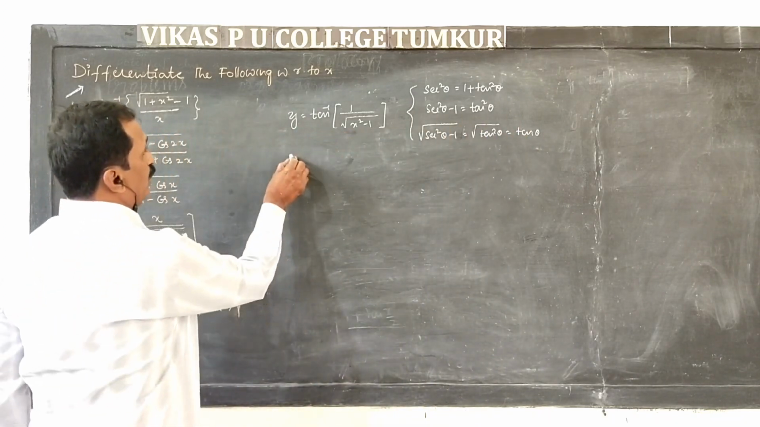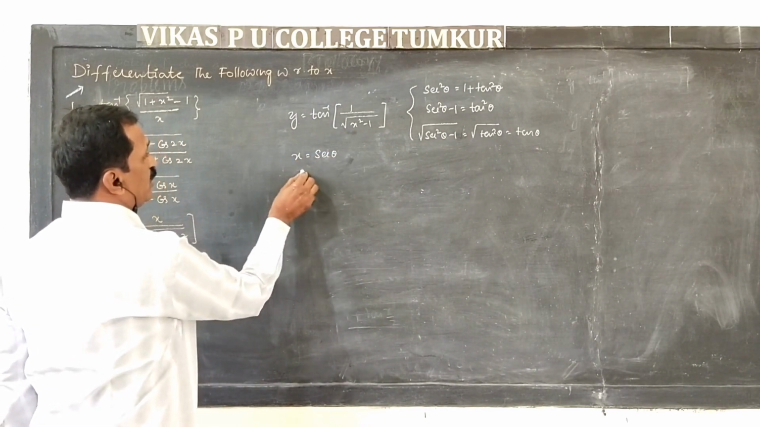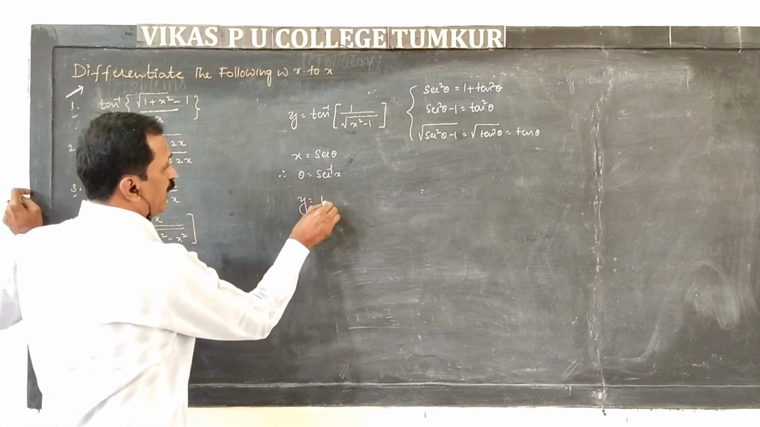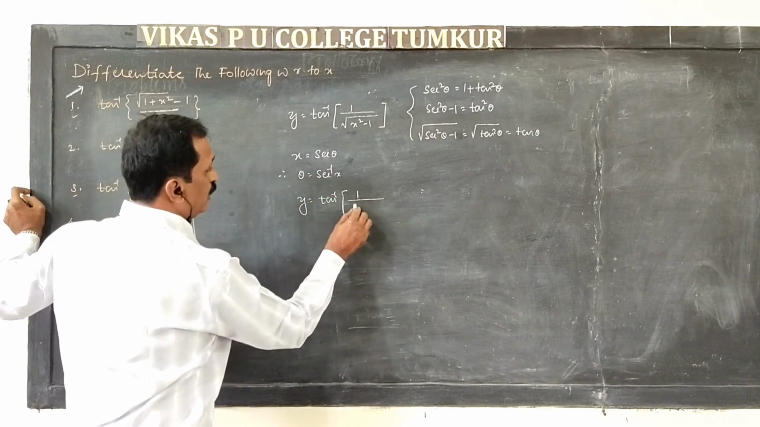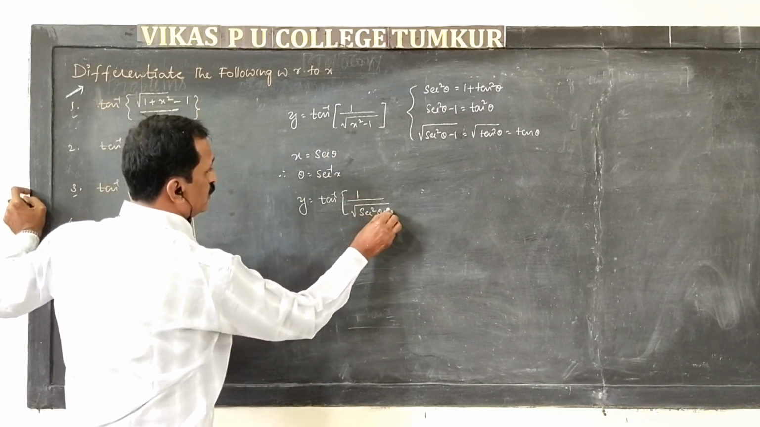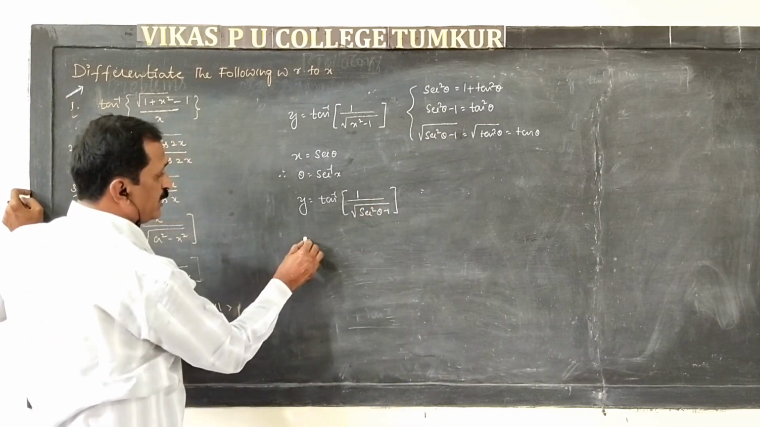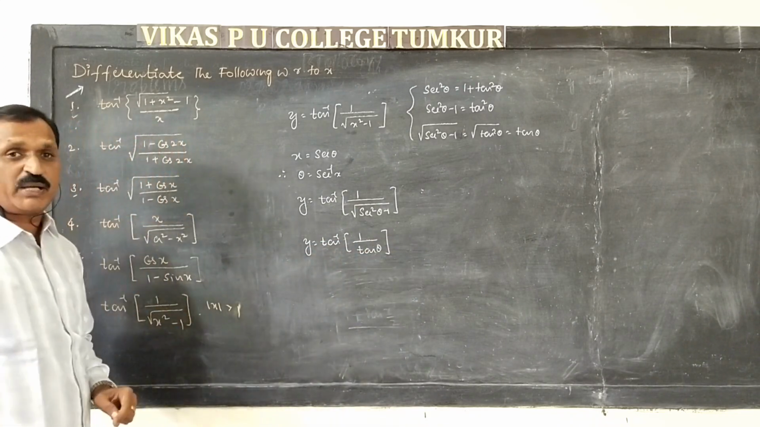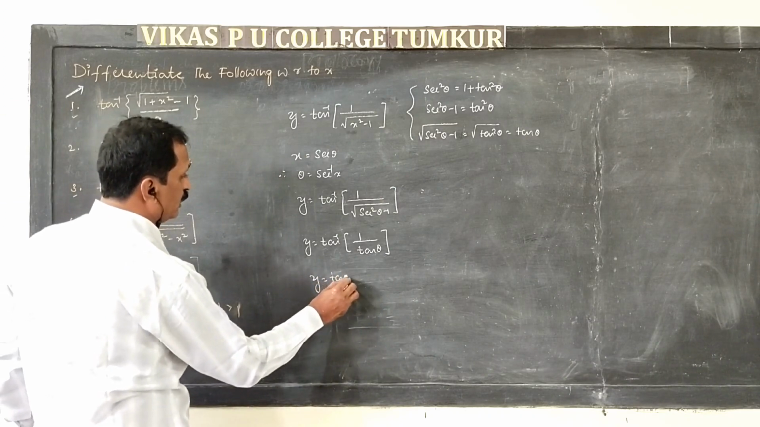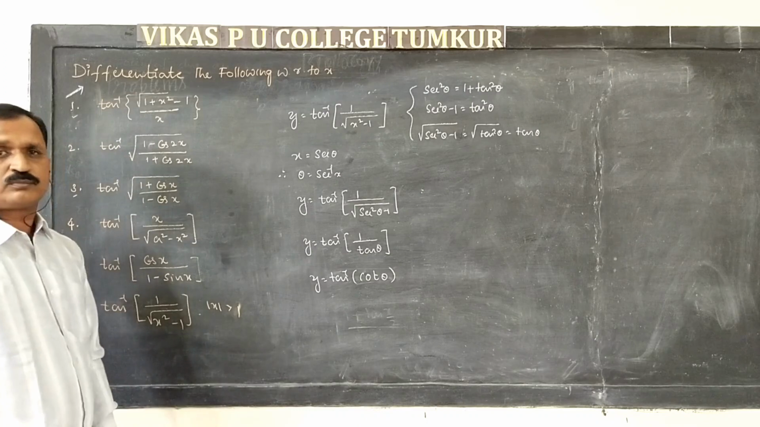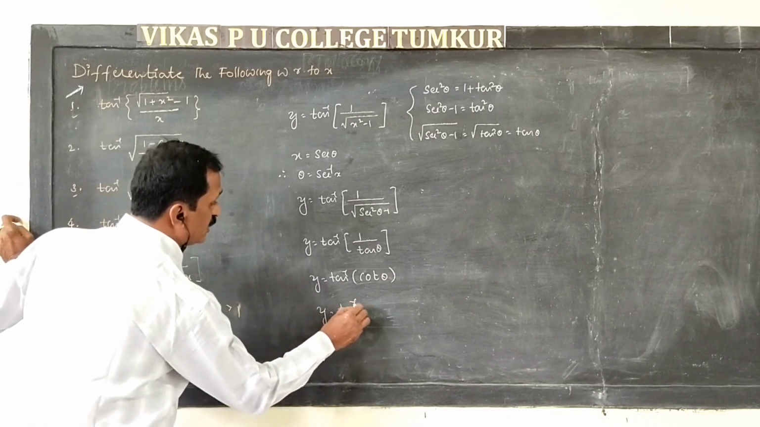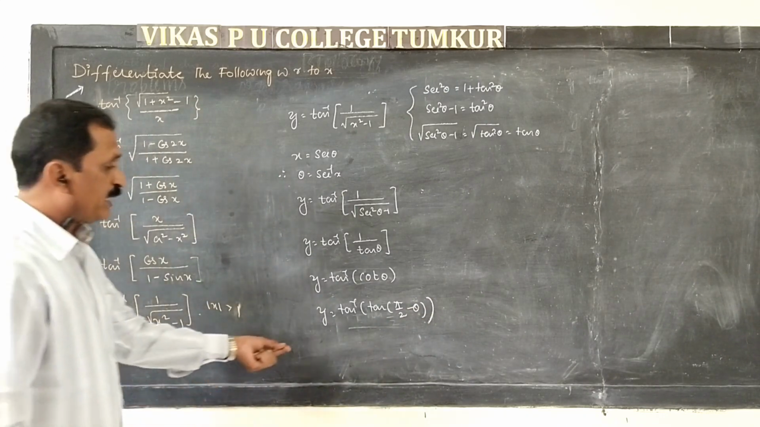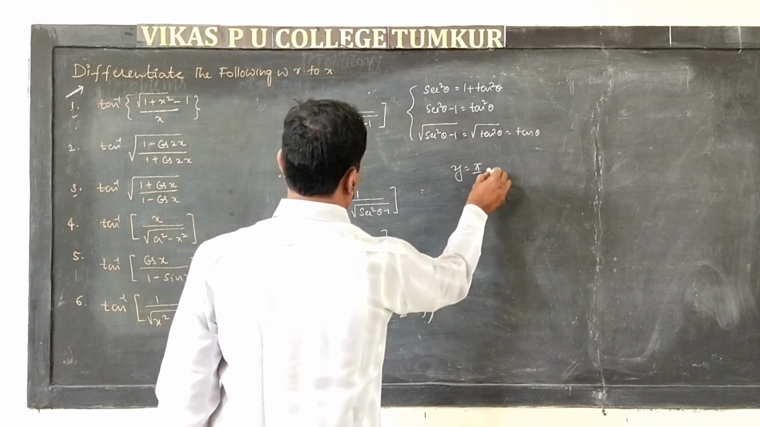So now I will substitute x is equal to secant theta, or theta is equal to secant inverse of x. Therefore y is equal to tan inverse of 1 divided by root of secant square theta minus 1, which is tan theta. So y is equal to tan inverse of 1 by tan theta. What is 1 by tan theta? The reciprocal of tan theta is cot theta only. Tan inverse of cot theta can be written as tan inverse of tan of pi by 2 minus theta, so it is pi by 2 minus theta.